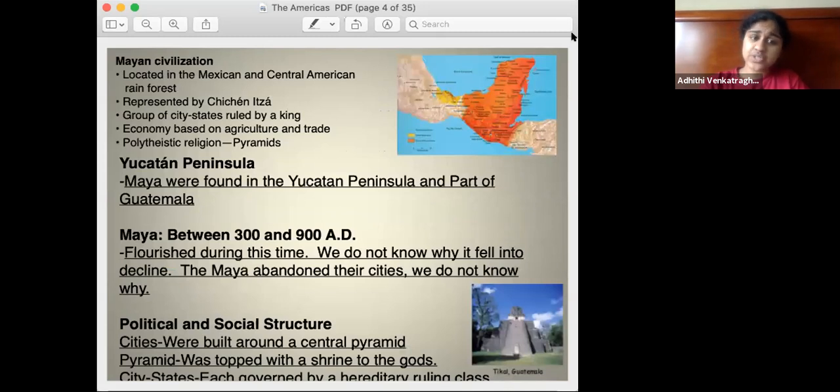Mayan civilization was located in the Mexican and Central American rainforest. It was represented by Chichen Itza and a group of city-states ruled by a king. The economy was based on agriculture and trade, and it had a polytheistic religion, with the pyramids.